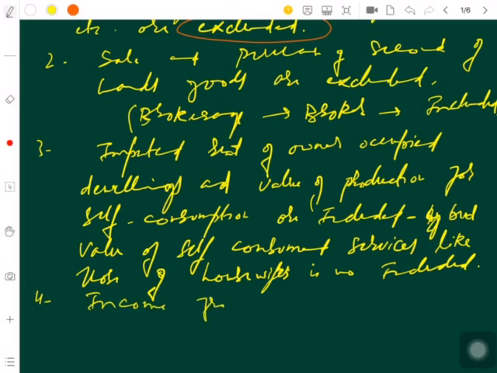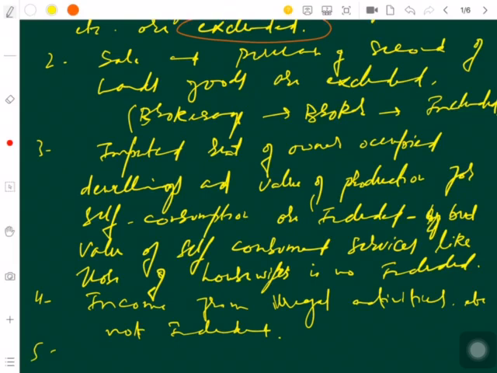Income from illegal activities like smuggling, gambling, black marketing, etc., or any windfall gains, windfall gains meaning lotteries, etc., is not to be included. Okay, income from illegal activities, etc., which I was saying, is not included. Please bear it in mind.